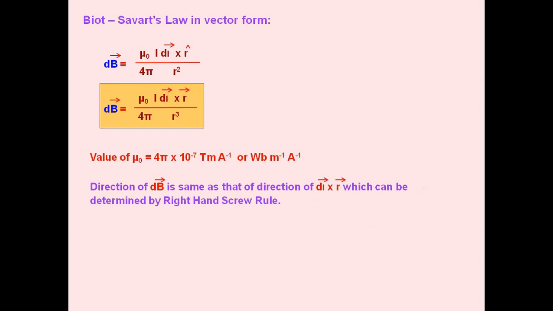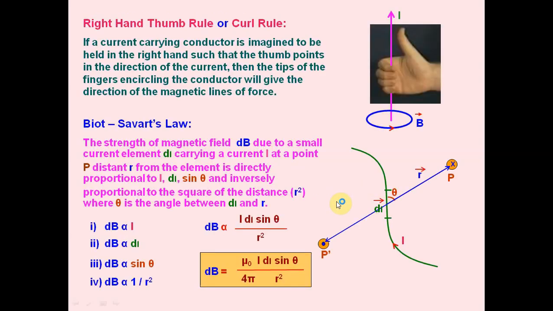So now we have the Biot Savart law in vector form, and the value of mu naught is 4 pi into 10 raised to power minus 7 Tesla meter per ampere or Weber per meter per ampere. So the direction of dB is always the same as that of the direction of dl cross r vector, which can be determined by using screw rule.